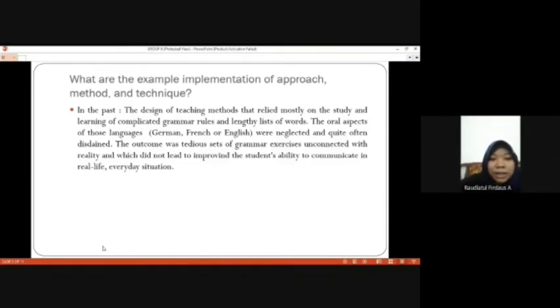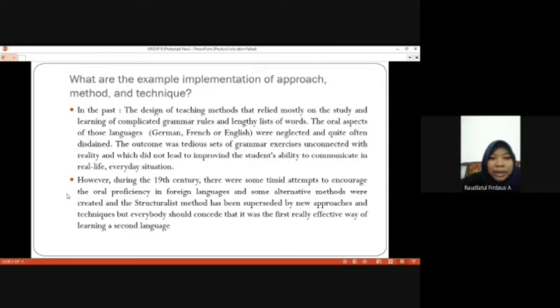In the past, the design of the teaching method relied mostly on the study and learning of complicated grammar rules and lengthy lists of words. The oral aspect of those languages, such as German, French, or English, was neglected and quite often disdained. So the outcome was a tedious set of grammar exercises unconnected with reality, which didn't lead to improving the students' ability to communicate in real life or everyday situations.